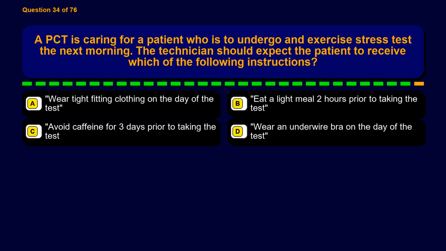Question 34. A PCT is caring for a patient who is to undergo an exercise stress test the next morning. The technician should expect the patient to receive which of the following instructions? Option A. Wear tight-fitting clothing on the day of the test. Option B. Eat a light meal 2 hours prior to taking the test. Option C. Avoid caffeine for 3 days prior to taking the test. Option D. Wear an underwire bra on the day of the test.